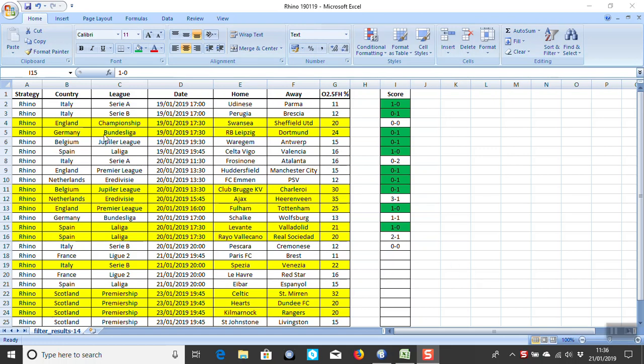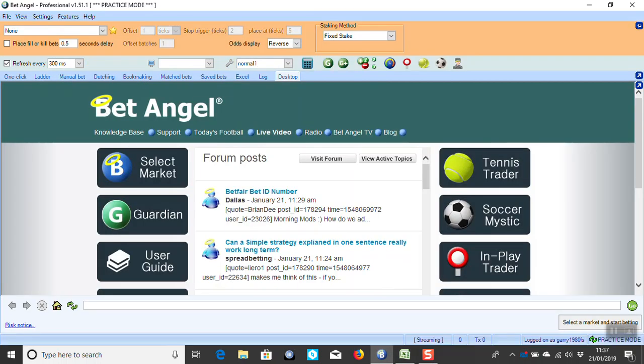Right, so here's the Rhino list that I've done. Initially looking for first half over 2.5, which you can see there's only two games out of the list, but you can see the trend on the 1-0s. So that was my thinking of having a look at something for the 1-0s.